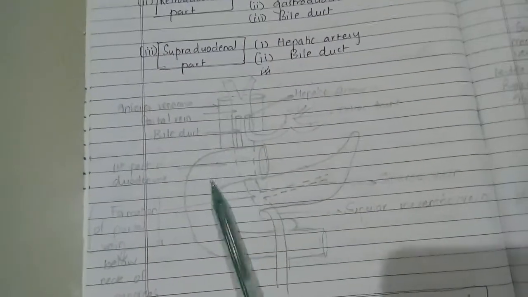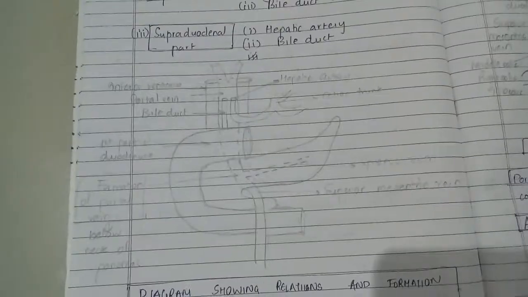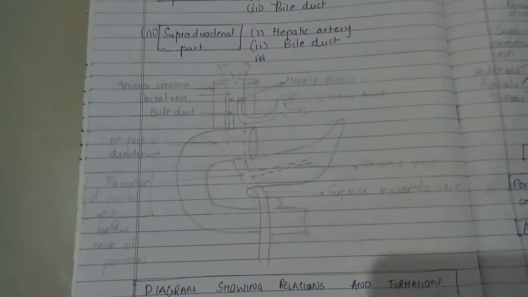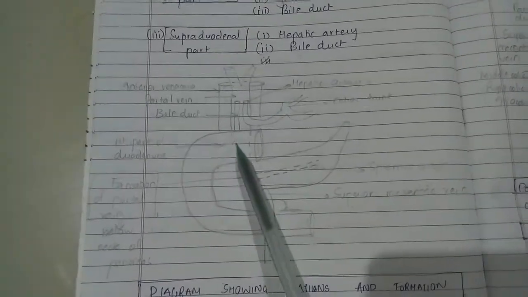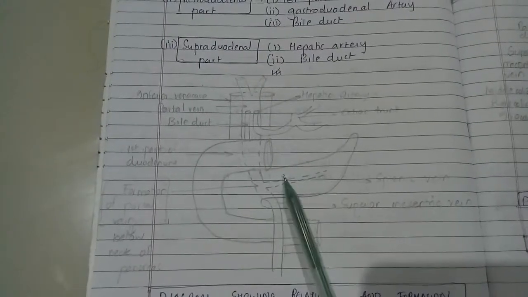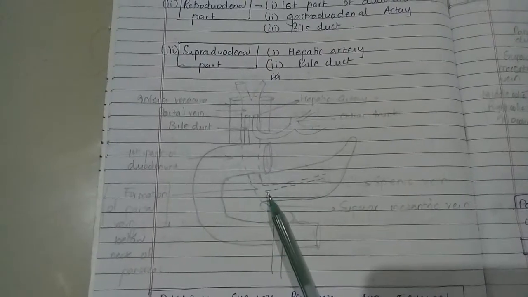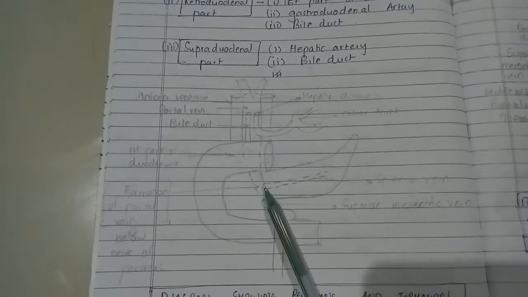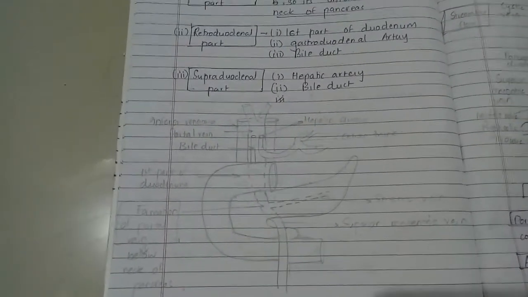I'll show you here. You can see here that this is pancreas, and here is the formation of portal vein. Now I've shown it with dotted line, which means that it is behind the structure. So this is pancreas, this is neck of pancreas. Here comes the superior mesenteric vein. Here is the splenic vein, and by the fusion of both these veins we have the portal vein, which is behind the neck of pancreas.